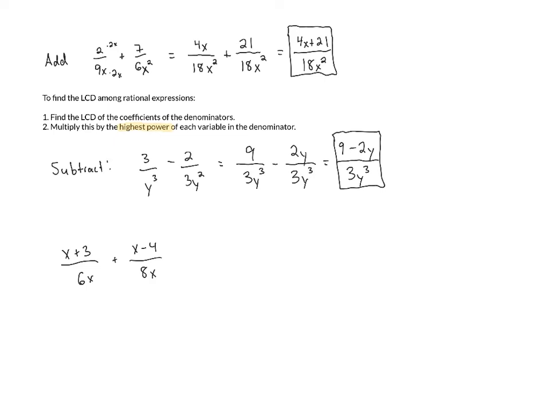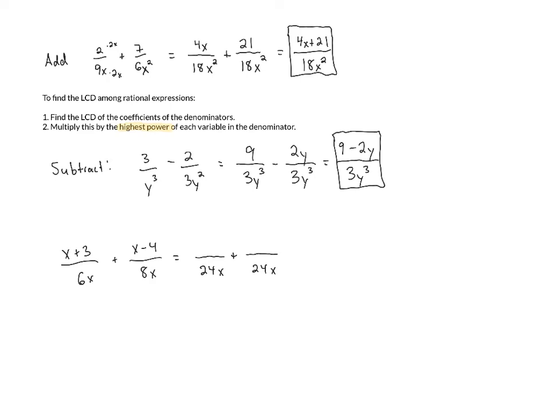This is a little bit more involved because our numerators have more than one term, but we can still do the problem. We need to start by finding our LCD. If we look at the coefficients, the least common denominator between 6 and 8 is 24. And then we have to multiply this by the highest power of each variable. Each of these x's is just x to the first, so we need to put in an x, or x to the first, in the denominator. And so our LCD is 24x.